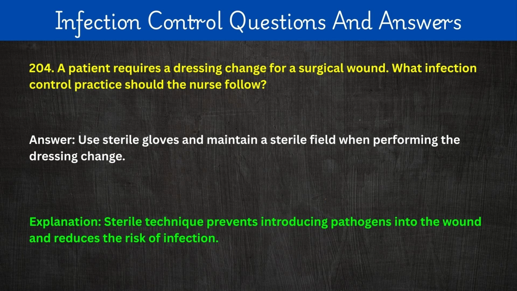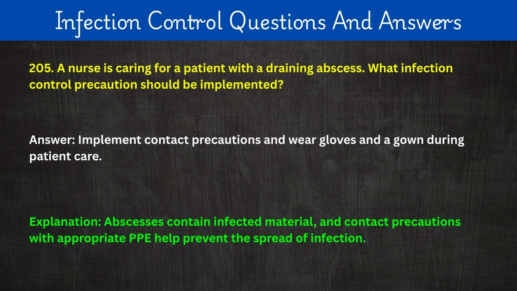204. A patient requires a dressing change for a surgical wound. What infection control practice should the nurse follow? Answer: use sterile gloves and maintain a sterile field when performing the dressing change. Explanation: sterile technique prevents introducing pathogens into the wound and reduces the risk of infection.